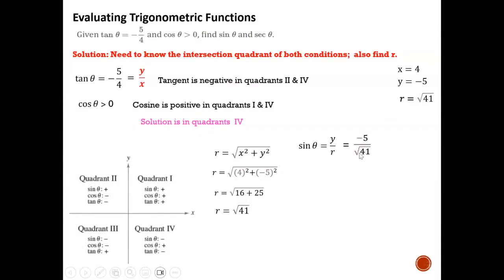Okay, but now they want you to rationalize the denominator. So I multiply top and bottom by square root of 41, and it's going to give us negative 5 square root of 41 over 41. That's the answer for the sine.